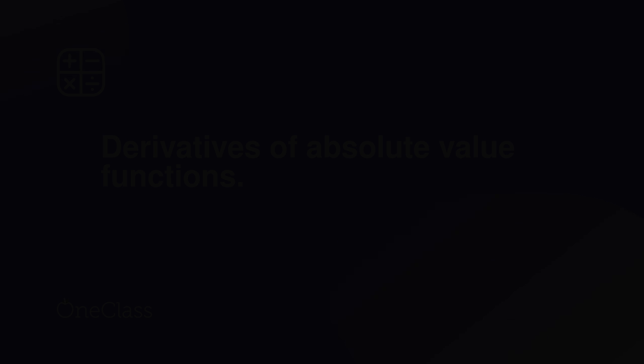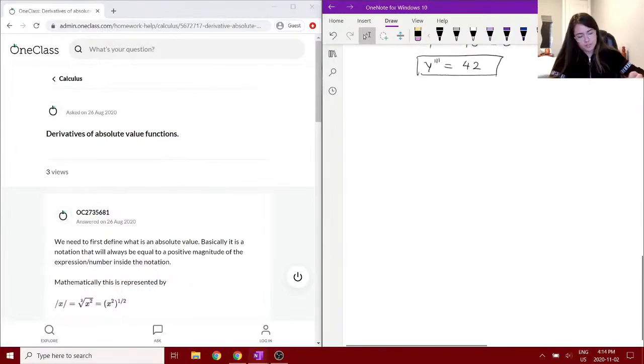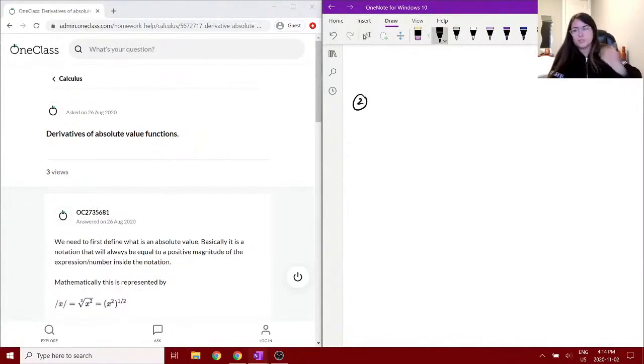Next question asks what is... So let's say question 2. So first let's look at what an absolute function actually is.